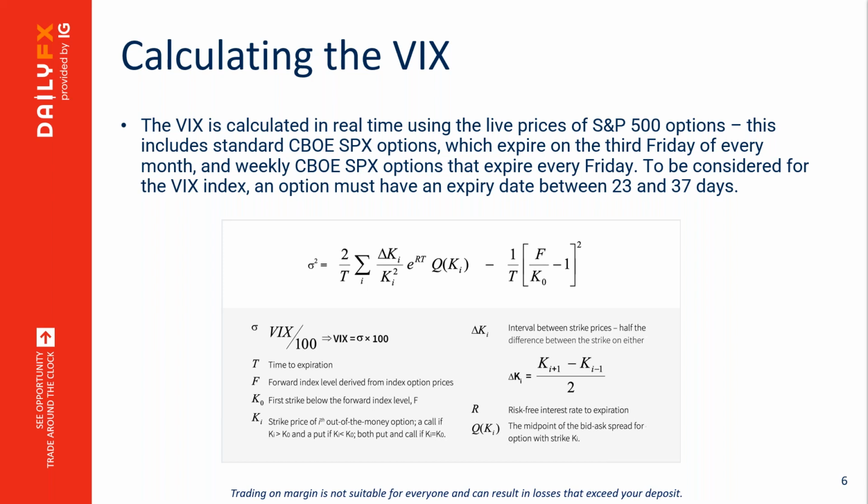Now, in general, the VIX is calculated in real time using the live prices of S&P 500 options, and this includes the standard CBOE SPX options. They expire on the third Friday of every month, which again is tomorrow. We have the weekly CBOE SPX options that expire every Friday, and to be considered for the VIX index, an option must have an expiry date between 23 and 37 days, which is why we say, on average, we're talking about what the certainty or uncertainty of the market looks like in a 30-day window. That's why I say it's a non-standard time series, Todd, because we're not looking at a fixed window.